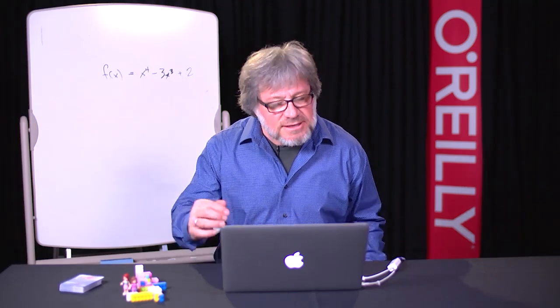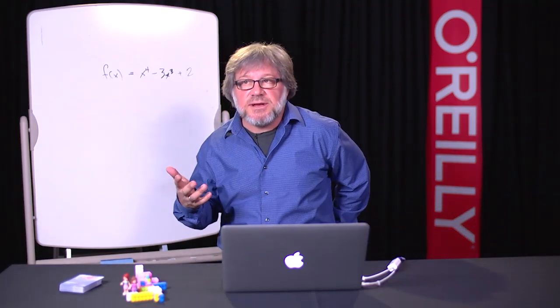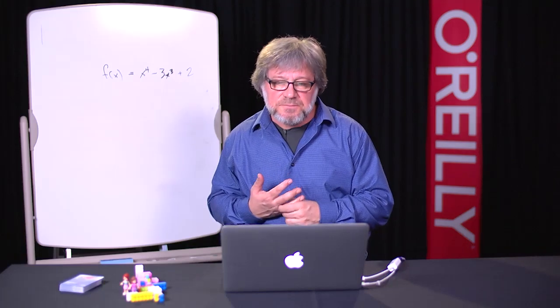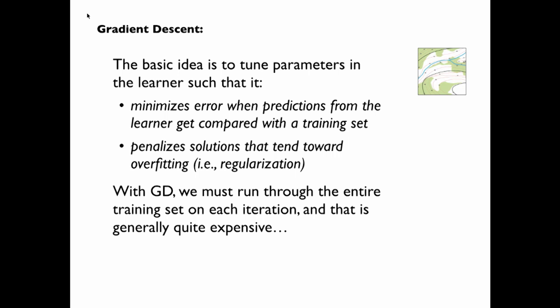But the basic idea is, if we are training not for this function but for a more complex thing, say we're trying to train a random forest for machine learning for anti-fraud, something like that, the basic idea is that we're going to use gradient descent to tune the parameters. And so we're going to optimize the learner so that, number one, it minimizes error when predictions from the learner get compared to the training set.